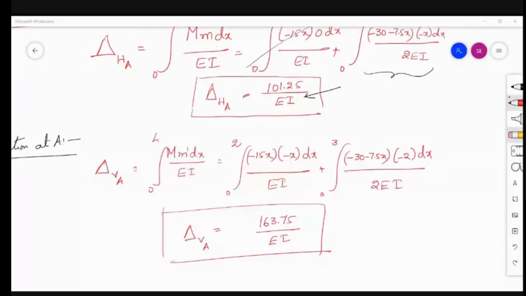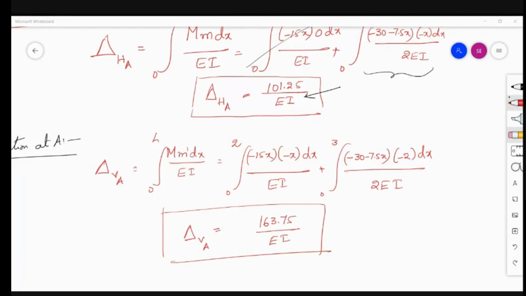Check the answers, whether you are able to get the same answers or not. Good. Sangya has given the answers. Vertical deflection 163. Yes, good. Now this is the solution of how we do it as per the unit load method.